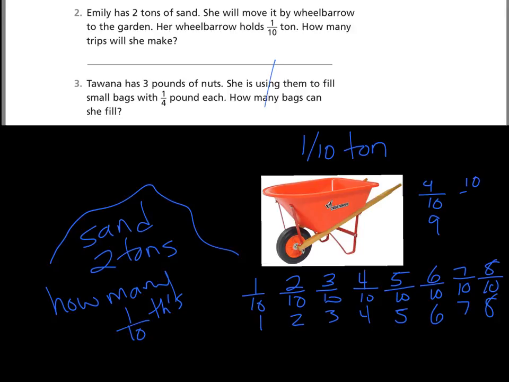And finally, on my 10th trip, I'll have a whole ton. It's going to take me 10 trips in order to get 1 ton of sand to my garden. But I have 2 tons of sand. So you can imagine that I will need to double the number of trips.